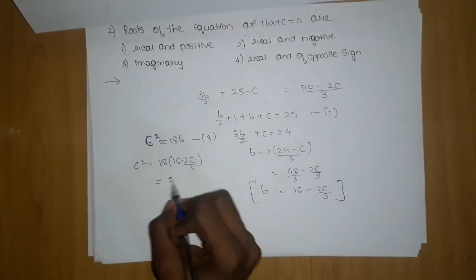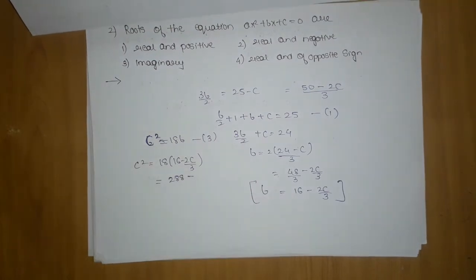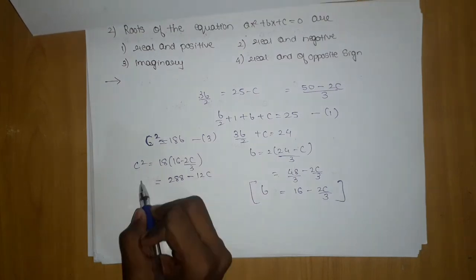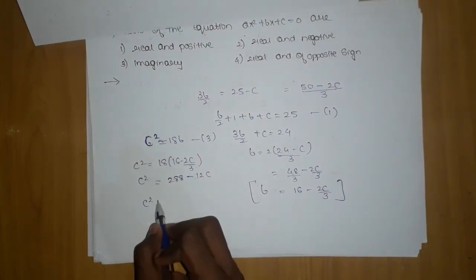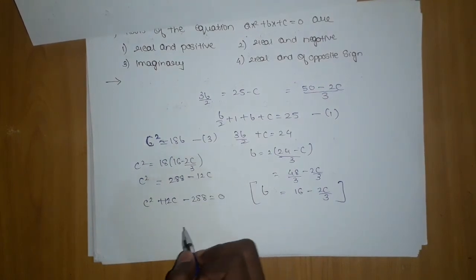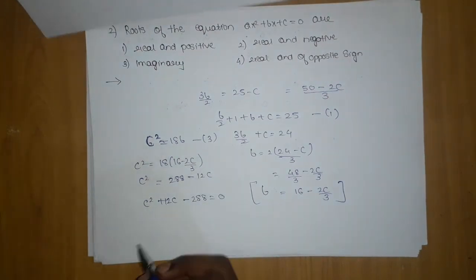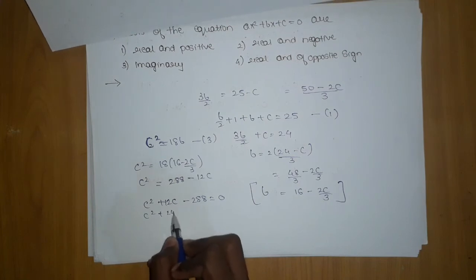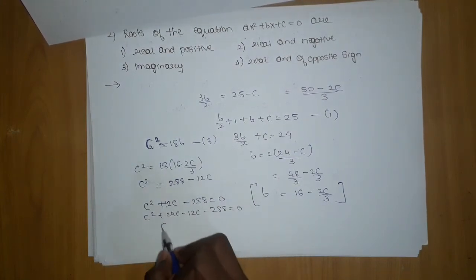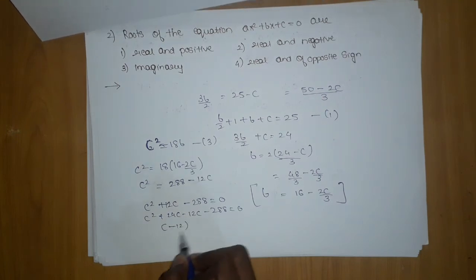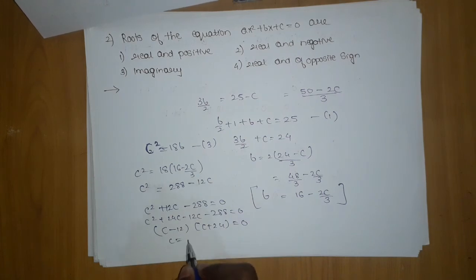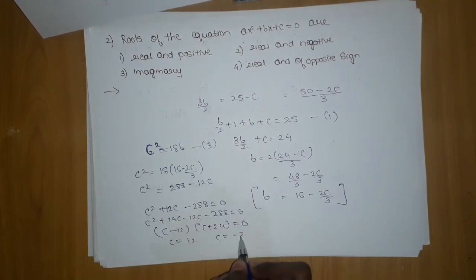This is nothing but 288 minus 6 into 2, 6 into 2 is 12c. So you can clearly see we are getting a quadratic: c² plus 12c minus 288 is equal to 0. So what are its roots? We can write 24c minus 12c minus 288 equal to 0, giving me (c minus 12)(c plus 24) equal to 0. So I'm getting c equal to 12 and c equal to minus 24.